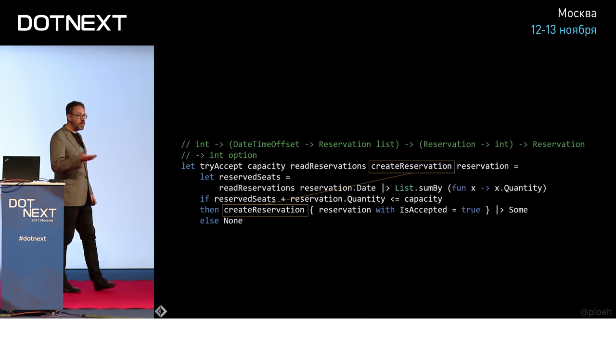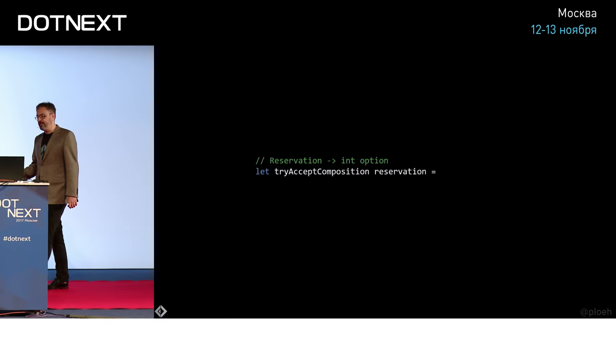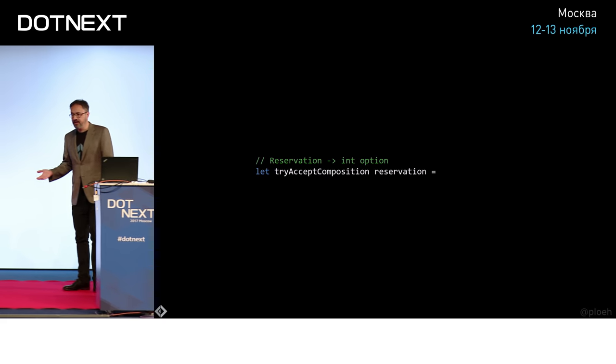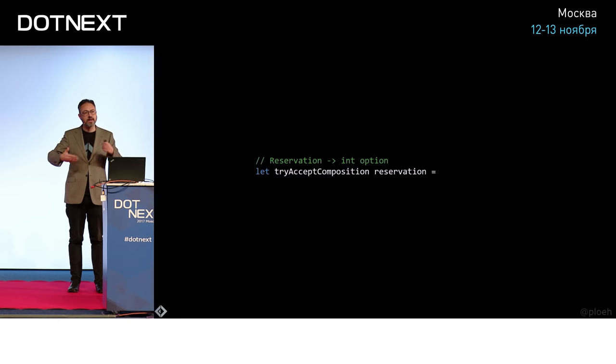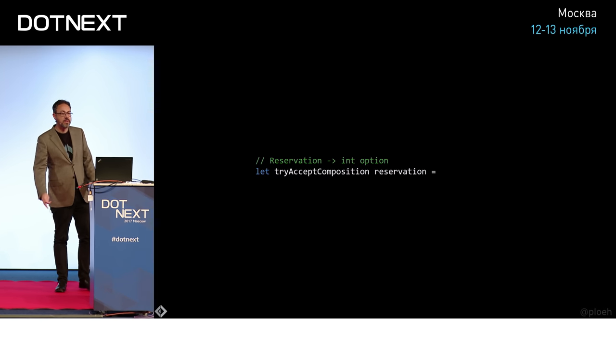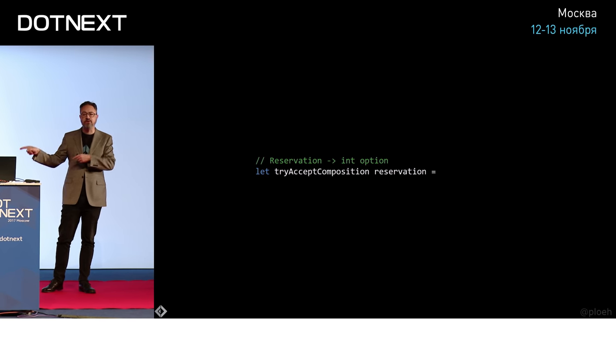If you remember the IMaîtreD interface that I had in C#, that defined a method called TryAccept that took a reservation as input and returned a nullable int as output. I would like to have the same sort of abstraction here. So I'd really like to have some sort of composition that could take a reservation as input and return an int option as output.